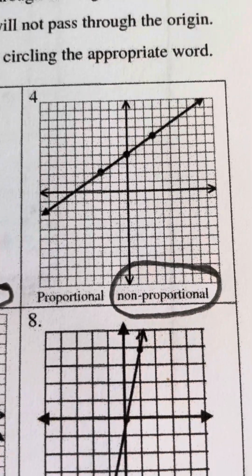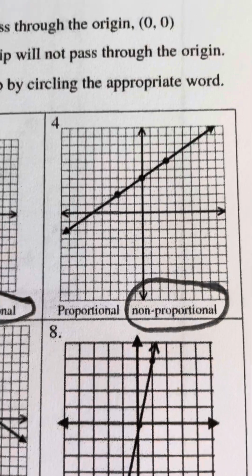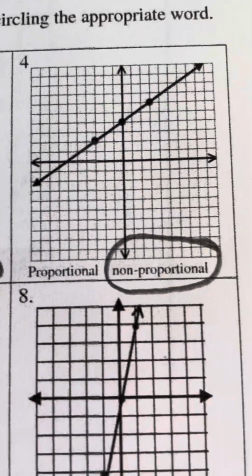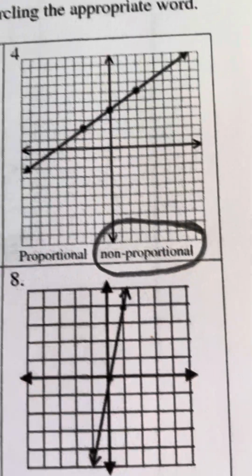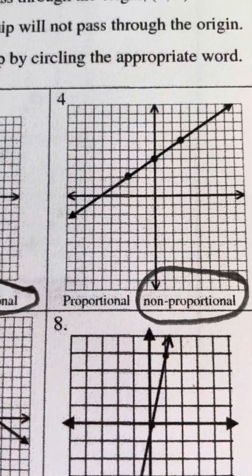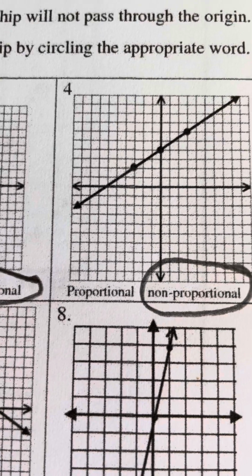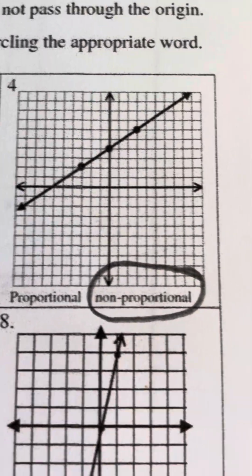it's not going in a straight line. It's not going through 0, 0, and it's not passing through the origin. It has to go through 0, 0. It has to pass the origin, and it has to be in a straight line. So yeah, it's going off, and it's going in a different way. So it's not proportional. And that's number 4.